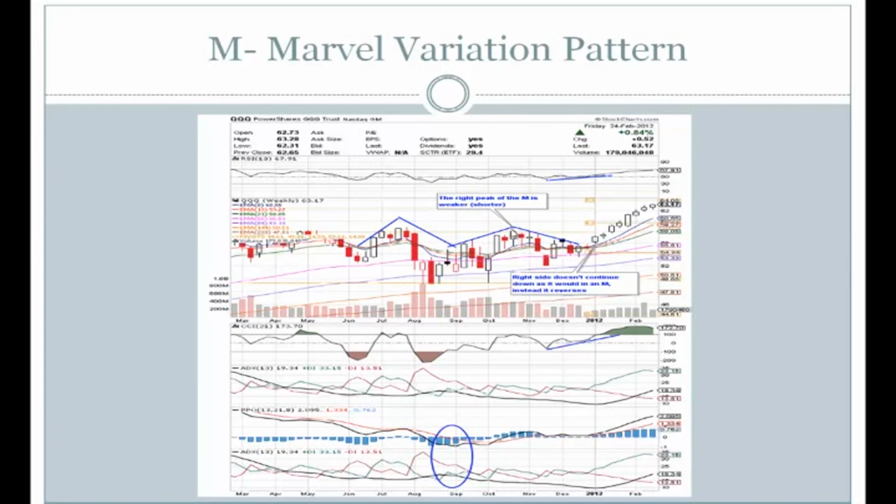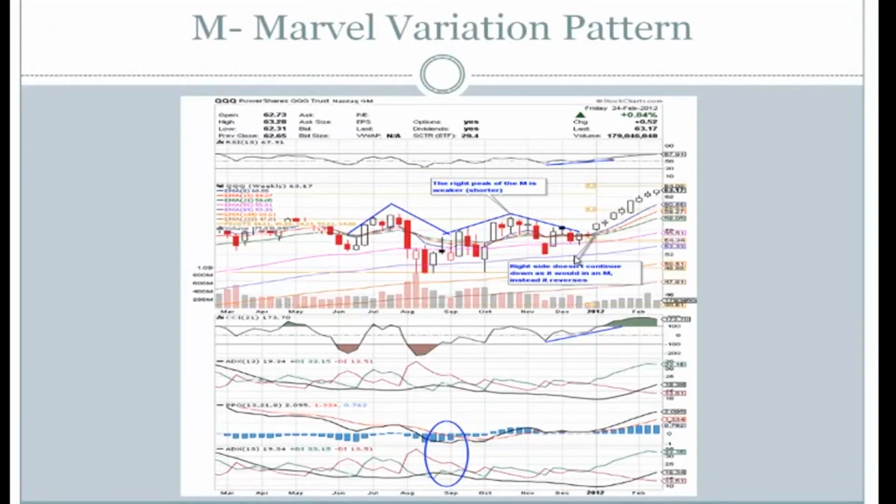You could get in and ride this down knowing that it's going to be a shorter trip, a shorter leg on the right side of the M, and then you can also get in for the upside portion of the reversal, the trend reversal that happens with the Marvel variation pattern. And then I point out that there's the squeeze. It's not super tight, but you can still pick it out.